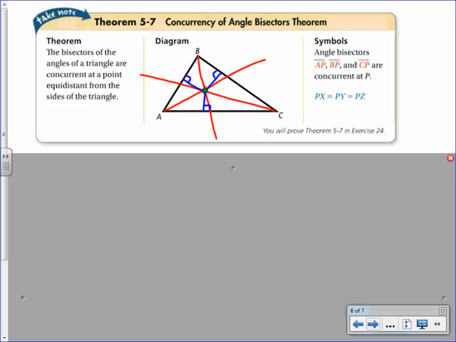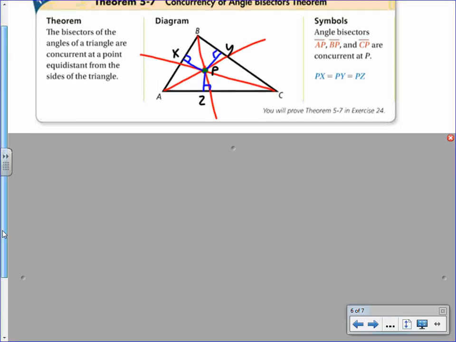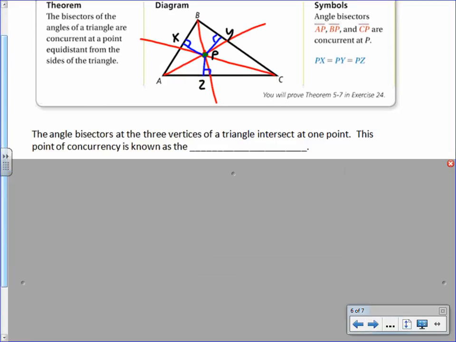Okay? And I don't have it labeled as they do on here, but we'll say that this is point P. So then if this is X, Y, and Z, those are all going to be the same lengths. Okay? So looking at just a couple examples real quick. Well, let's fill in the blanks first.